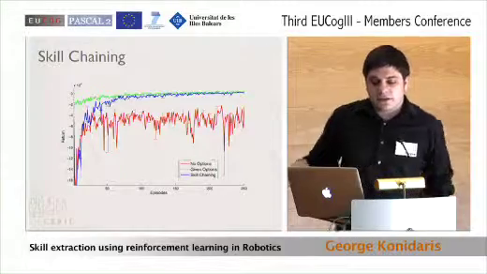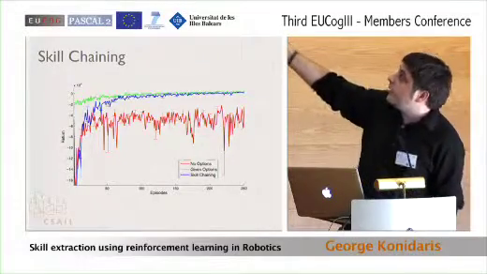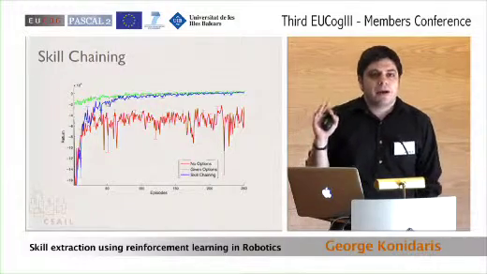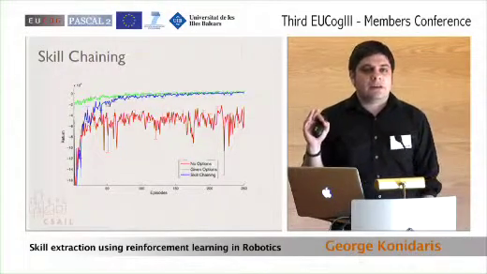The second thing is, if you look at this green line at the top there, the green line tells you what happens when I take those skills away from one agent and give them to another.